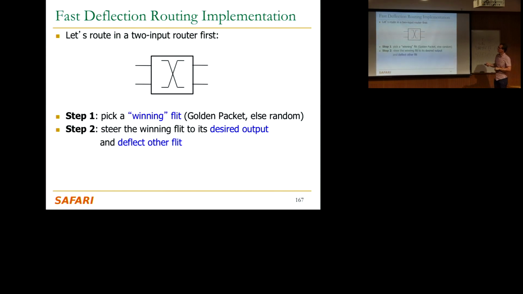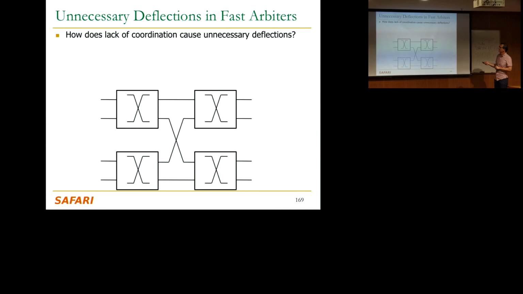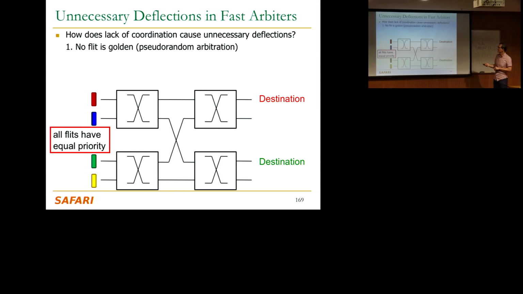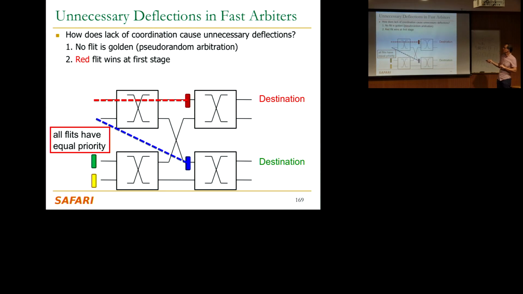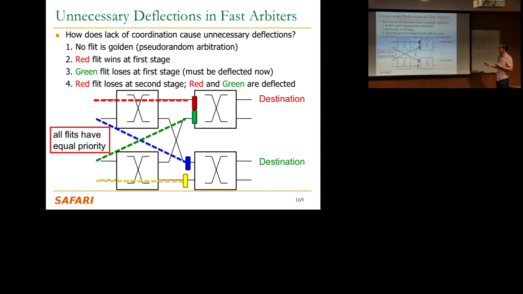So if you remember golden packet, golden flit, this is what happens, right? We discussed that already. Each block makes a decision independently, but if you have a lack of coordination, you can cause unnecessary deflections, as some of you realized earlier. Basically, all flits have equal priority. Let's assume that no flit is golden, which is the common case in the network. You have pseudo-random arbitration. Red flit wins at the first stage, so it tries to go to the red destination. Blue flit goes that way. And green flit loses at the first stage because of randomness. It must be deflected now. So basically, you get an unnecessary deflection.